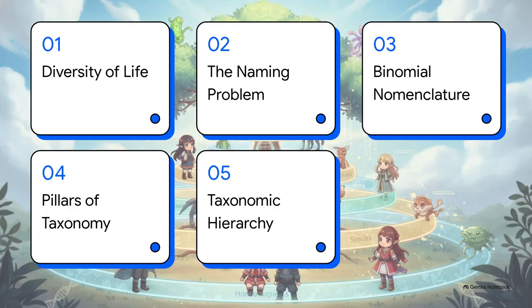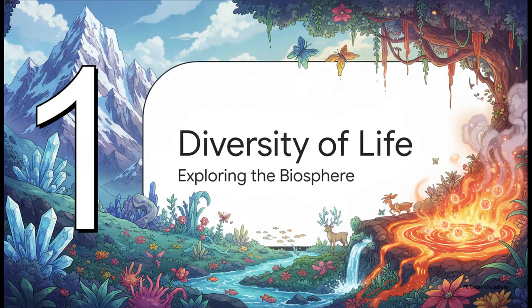Our roadmap today is actually going to mirror the organizational structure of taxonomy itself. We'll be covering 1. Diversity in the living world. 2. The naming problem. 3. Rules of binomial nomenclature. 4. 4 pillars of taxonomy. And finally, 5. The taxonomic hierarchy. Let's start with Section 1, Diversity in the Living World.